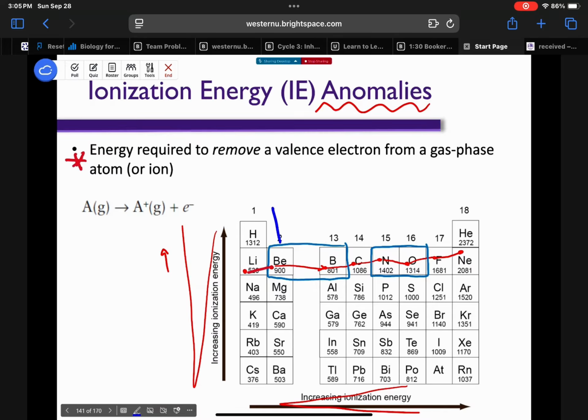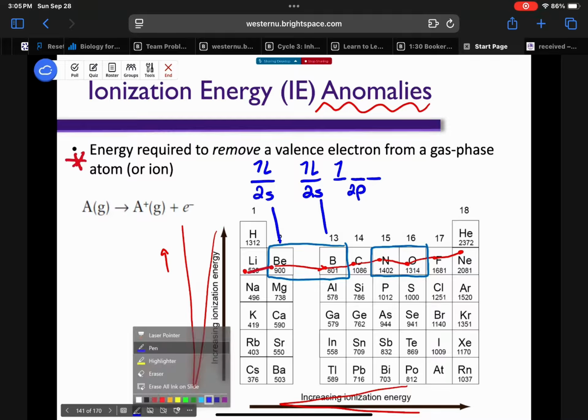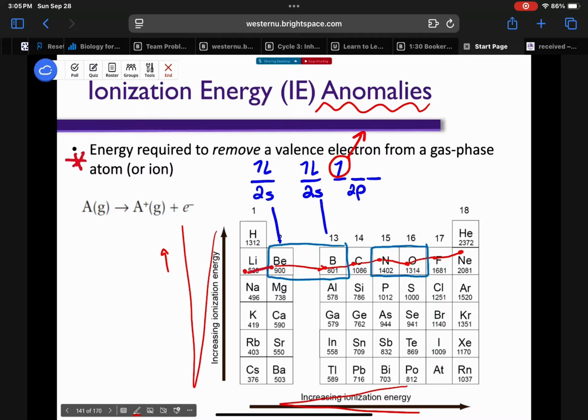If we look at the valence electrons for beryllium, it has 2 electrons in the 2s orbital. Boron also has 2 electrons in the 2s orbital and 1 electron in the 2p orbital. Well, if we go ahead and try to steal an electron from boron, we would steal the highest energy electron away, and that one is in a 2p orbital. It's kind of just hanging out there at a higher energy level all by itself.